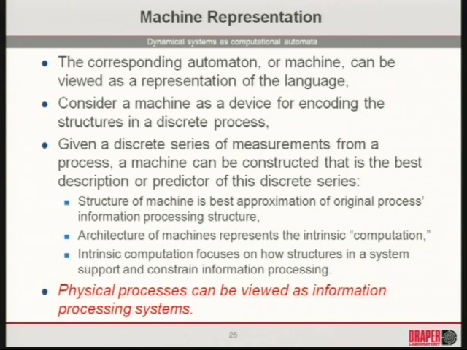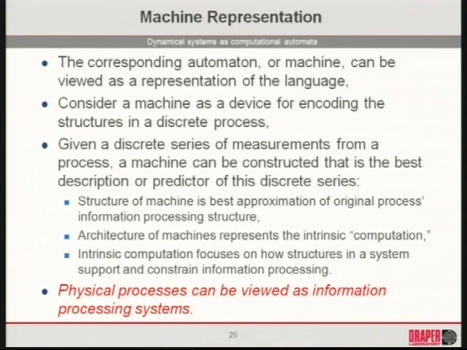Now, every machine can only recognize one language. So if I get this machine, I basically have a representation of the language. There can be multiple machines that represent a language, but given a machine, there's only one language.